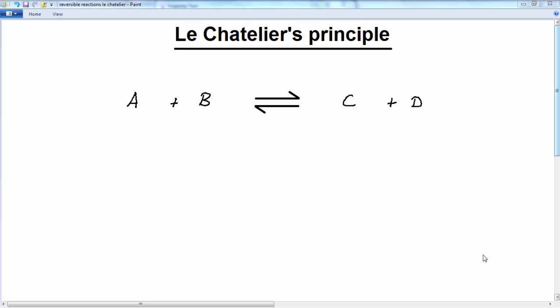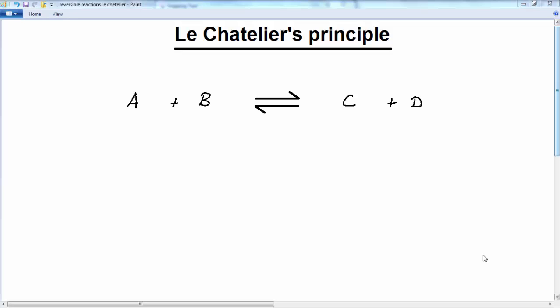In this lesson we're going to look at Le Chatelier's principle. Before we discuss that and its uses, let's just remind ourselves what we learned in the last lesson about reversible reactions. We learned that many reactions in chemistry are reversible. That means that they can go in the forward direction or in the reverse direction.